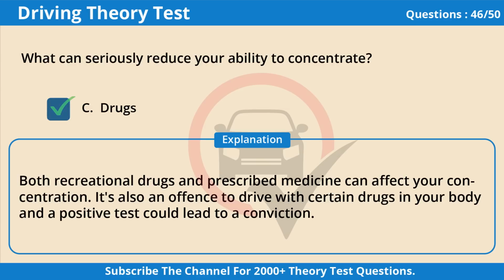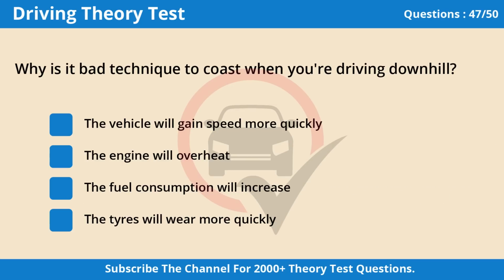Question 47. Why is it bad technique to coast when you're driving downhill? A. The vehicle will gain speed more quickly. B. The engine will overheat. C. The fuel consumption will increase. D. The tires will wear more quickly.